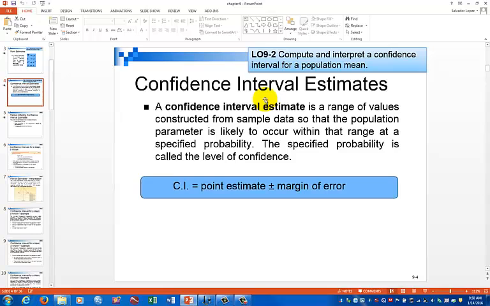Now in section 2, we look at the confidence interval estimate. A confidence interval estimate is a range of values constructed from sample data so that the population parameter is likely to occur within that range at a specified probability. The specified probability is called the level of confidence. So the confidence interval is equal to whatever value you get from the sample, called the point estimate, plus or minus a margin of error.